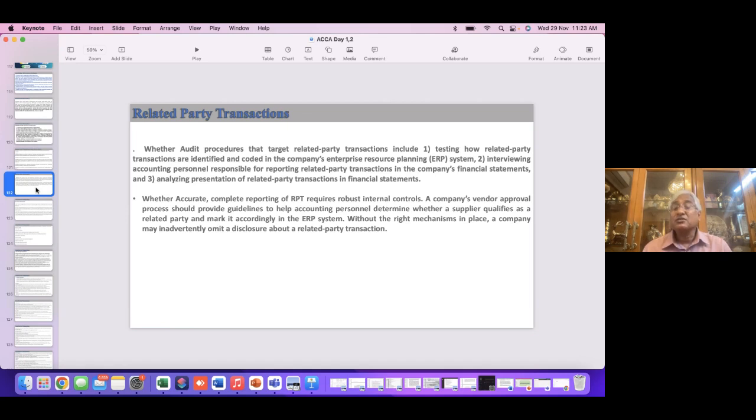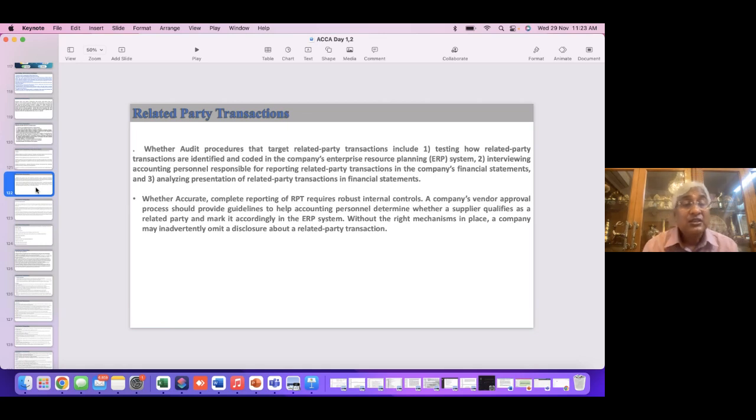But if it is not flagged in the ERP system, and it is manually selected, then the accounting personnel must know that it's a related party. So its transactions are to be flagged or considered manually, and also the pricing and other related compliance factors are to be measured and complied with. So a company may inadvertently omit a disclosure about a related party transaction, which is very dangerous actually, because this may call for legal action against the company.